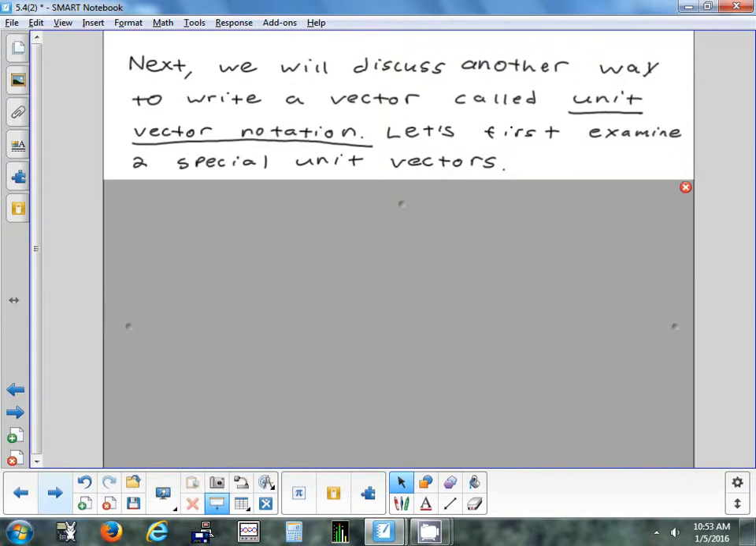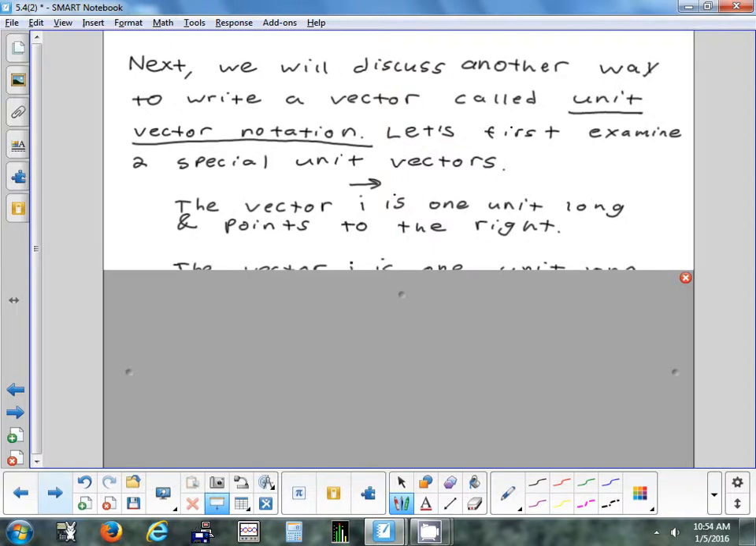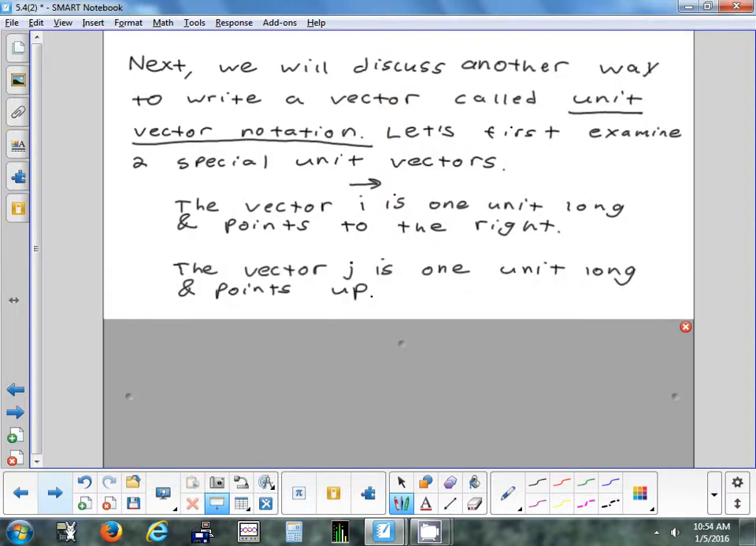Okay, so first thing we're going to do is look at two special unit vectors. Somebody remind me, what does that mean if a vector is a unit vector? It equals 1. Its length is 1 unit long. Okay, so we're going to look at two vectors here that both have a length of 1 unit. Okay, the first one I'm going to look at is vector i, and that's a unit vector that points 1 unit to the right, and vector j, which is a vector that points 1 unit up.